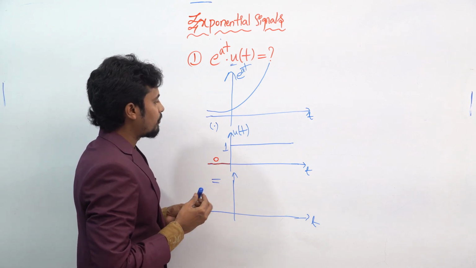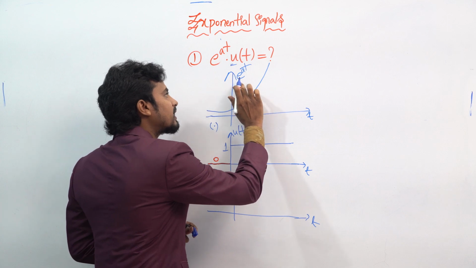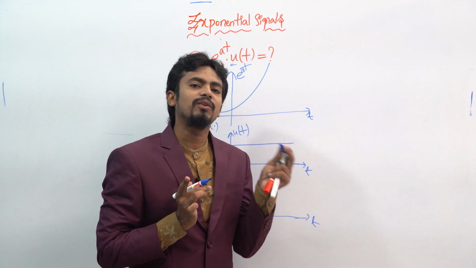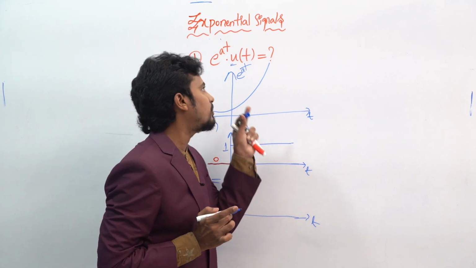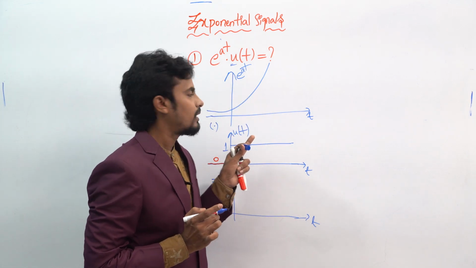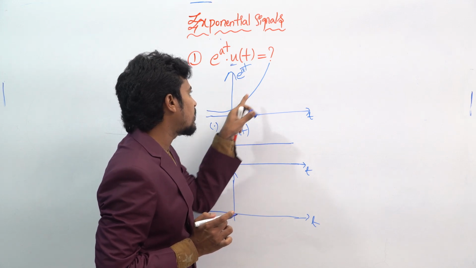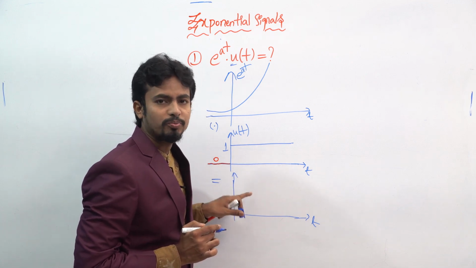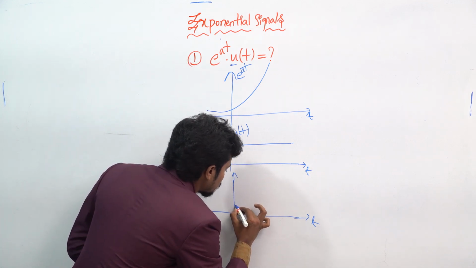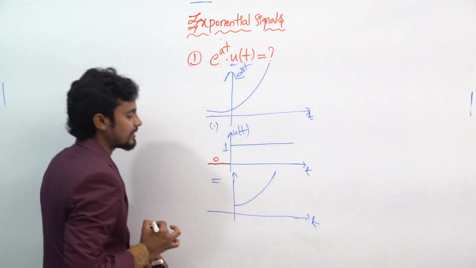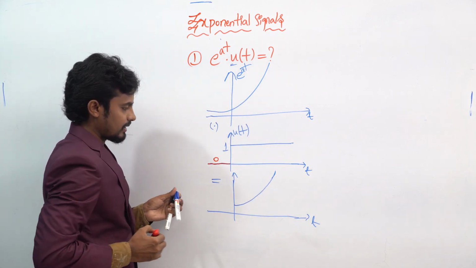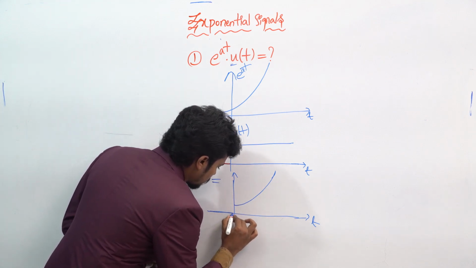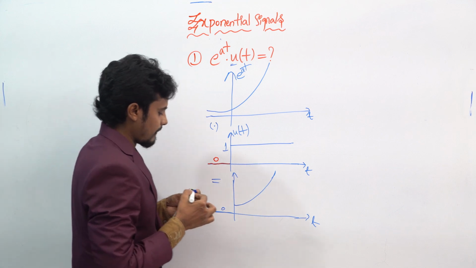And here, if you multiply this e power at into u of t, u of t means 1. If you multiply 1 with any value, you will get that value only. That will be the e power at. Whatever signal is present from here to here, you will get that signal reflected back here, in the output case. In the output, you will get the resultant signal like this. And here this will be 0 only. You can't get any signal.